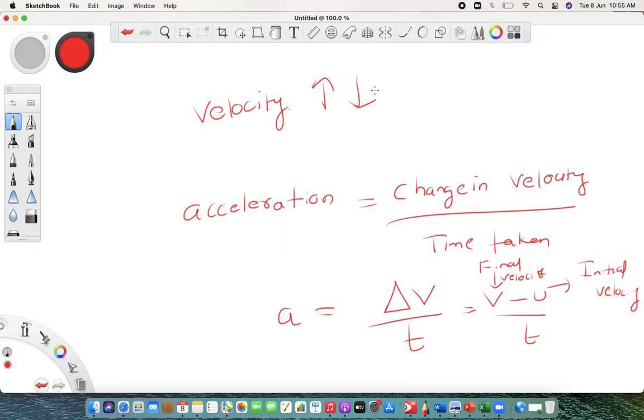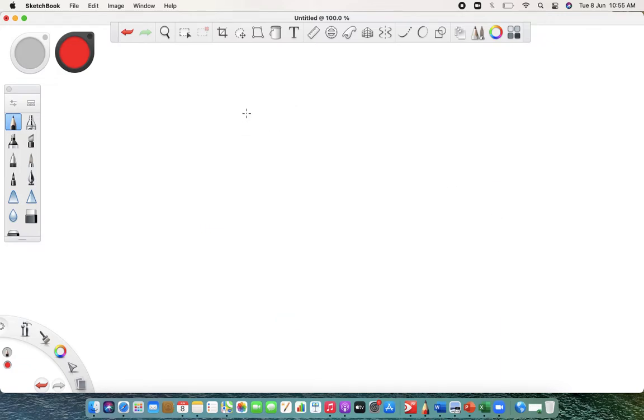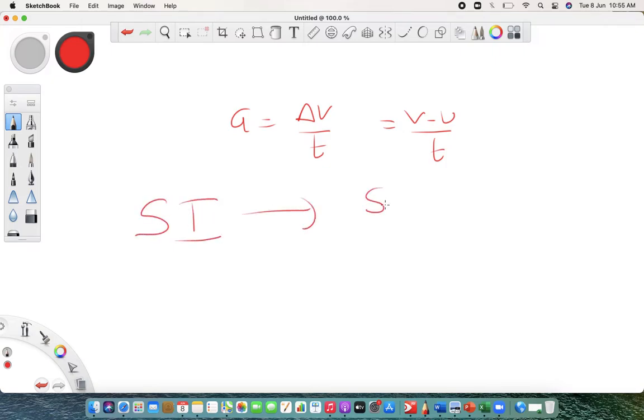Now you must be wondering what is the unit for the same. So as I said, A is equal to delta V upon t, right? Or we can also write V minus U upon t. Now what is the SI unit? Now I told you what is SI. SI means System International. Now what does this mean, System International?